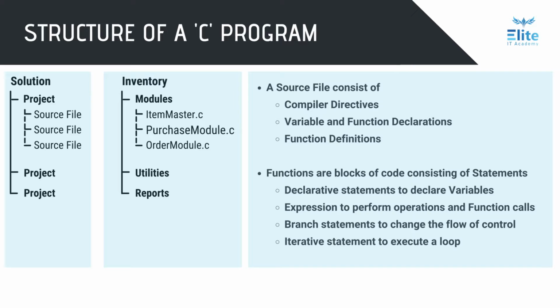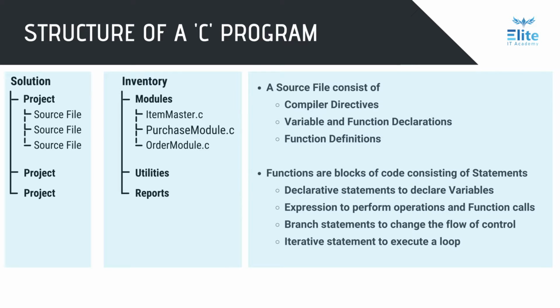There are three kinds of objects that you can have in a source file. The first are compiler directives, which are instructions to the compiler, and they are executed during compile time. We will discuss compiler directives in our next video. Then we have declarative statements that are used to declare global functions and variables. And finally, you will have function definitions that are implementations of user-defined functions.